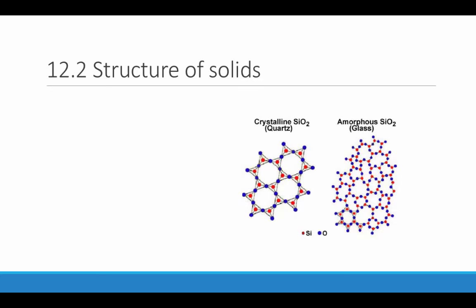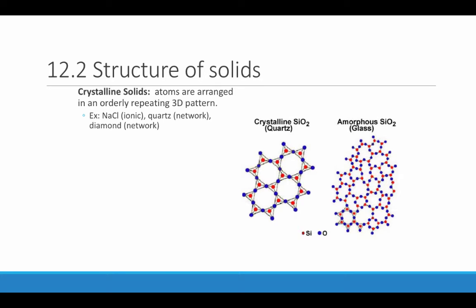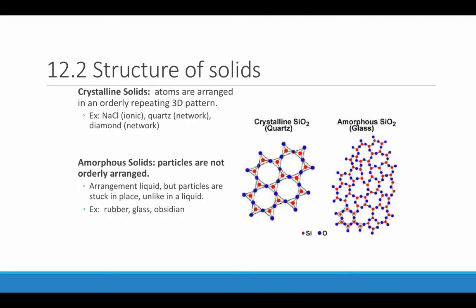Before we look at the major types of solids, let's differentiate between crystalline and amorphous solids. A crystalline solid is a solid where the atoms are arranged in an orderly, repeating 3D pattern. This is the most common type of solid and the type that we'll look at in this class. But it's also important to be aware of amorphous solids.